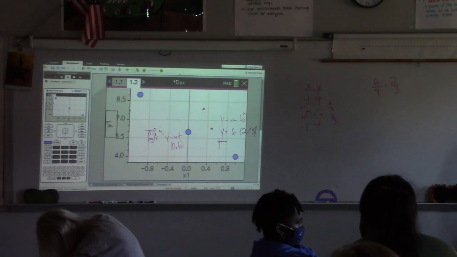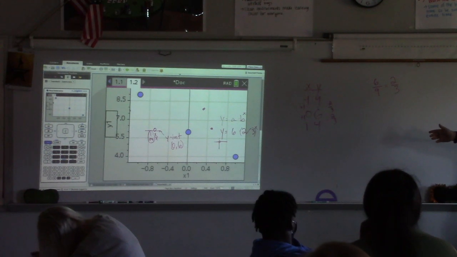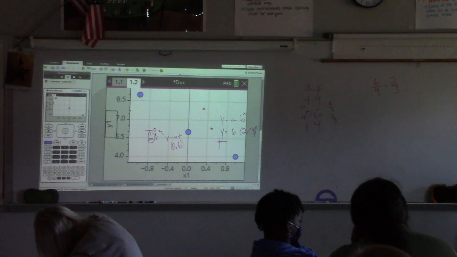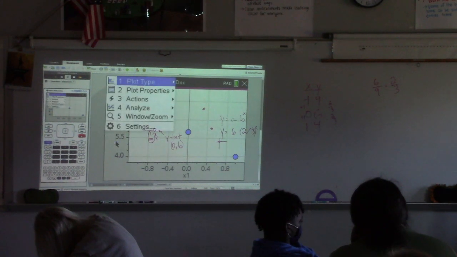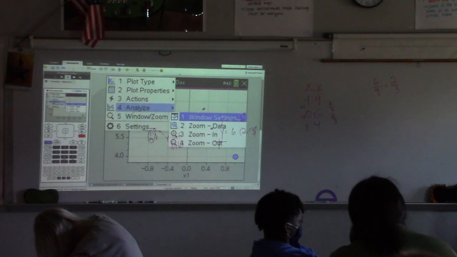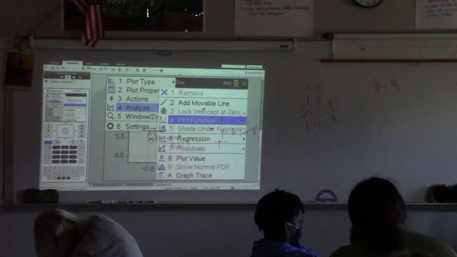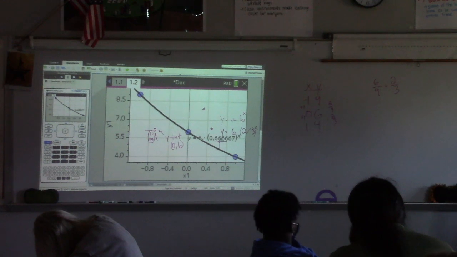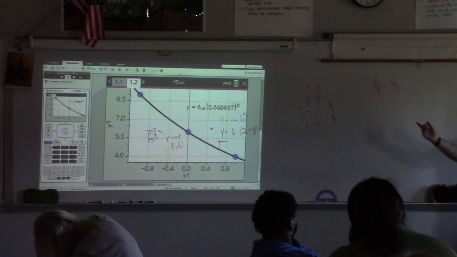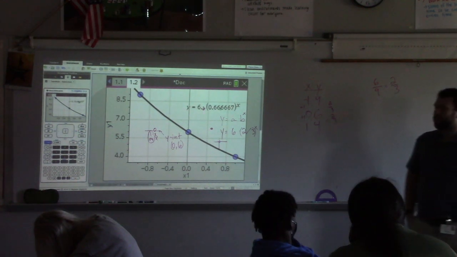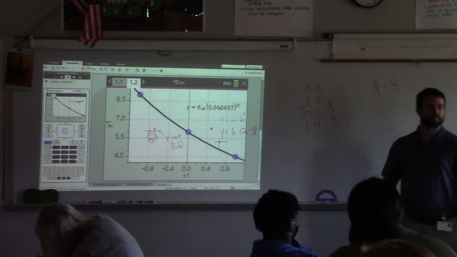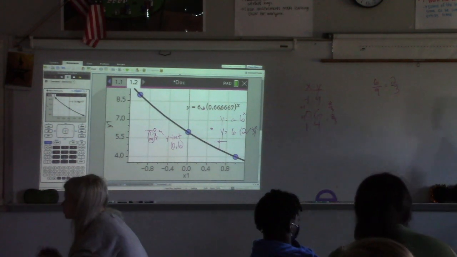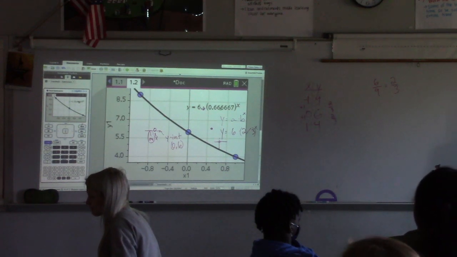Regression analysis, right? Now that almost looks linear, doesn't it? But we already know, based on what we saw earlier, that it is what kind of function? Exponential. So analyze, regression, show exponential. 6 times, what does 0.6 repeating end up becoming? 2/3. 6 times 2/3 raised to the x. So this is a good way to check yourself.